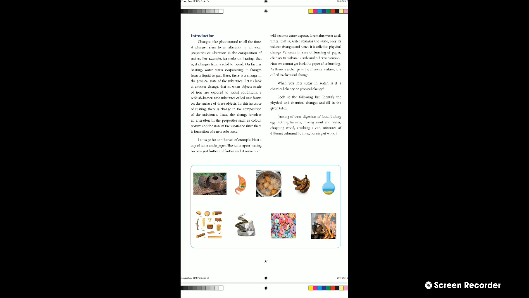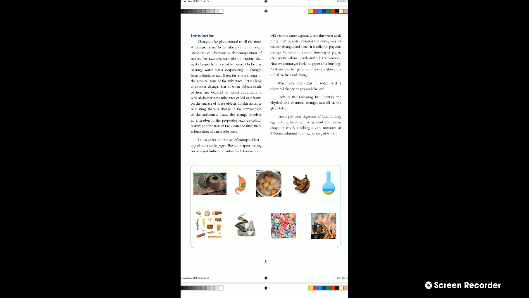If you are cutting the food, it is a chemical change; if you are cutting a can, it is a physical change. Mixture of different colored buttons: if we take out the colors you need, it's a physical change. Burning of food is also a chemical change only. Correct? So there are a few examples given here.